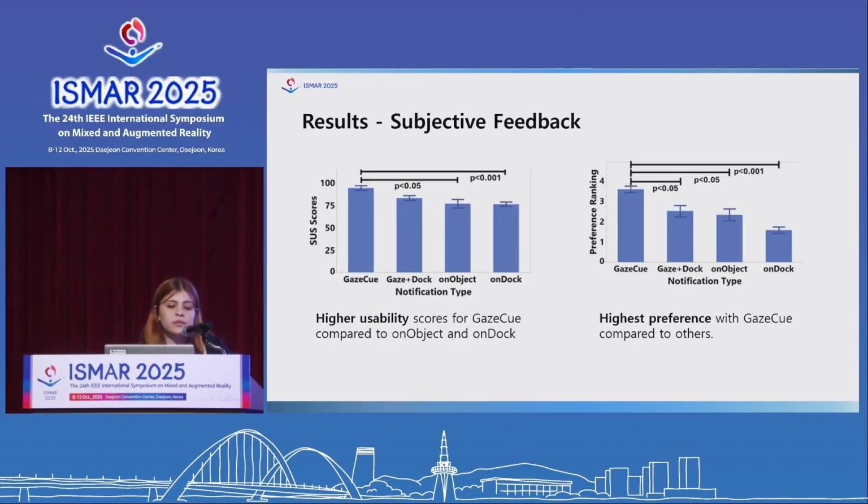For the subjective feedback, only gaze cue achieved higher scores than on object and on dock, and participants highly preferred the gaze cue compared to the other three evaluated methods. We believe this is because seeing the visual notifications constantly in your field of view reduces the usability, as we observed with the gaze plus dock.